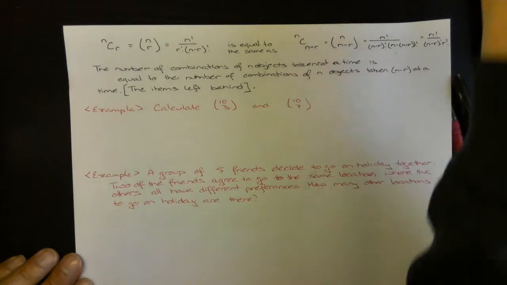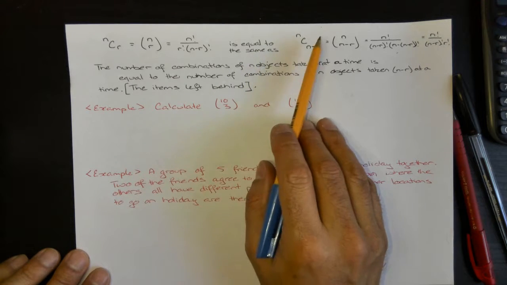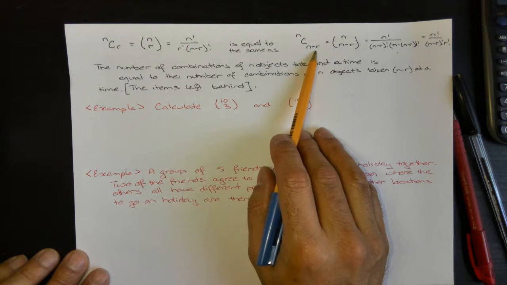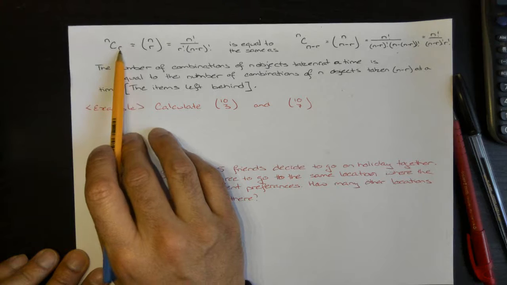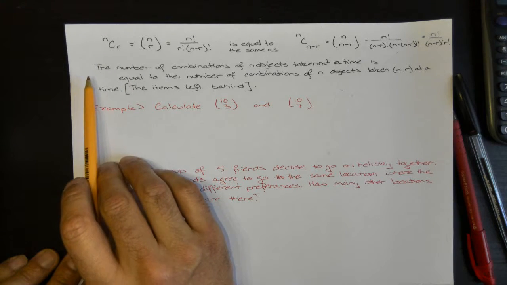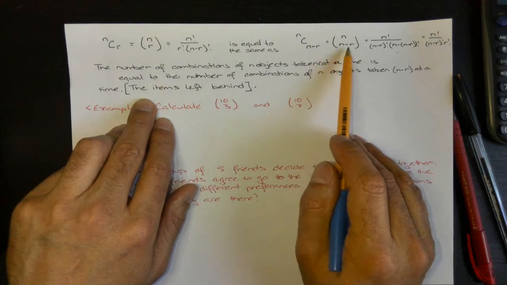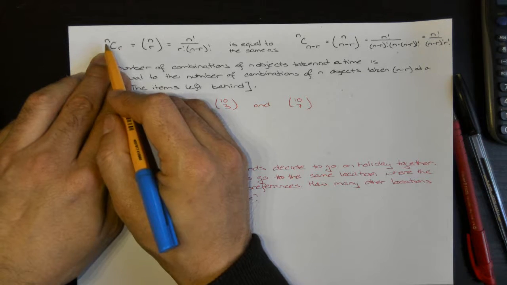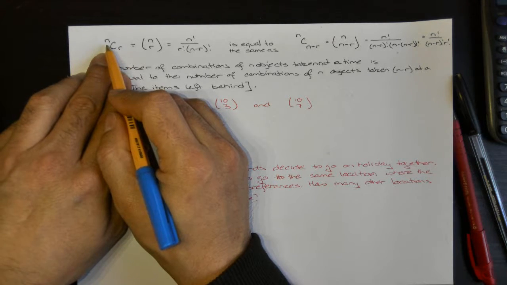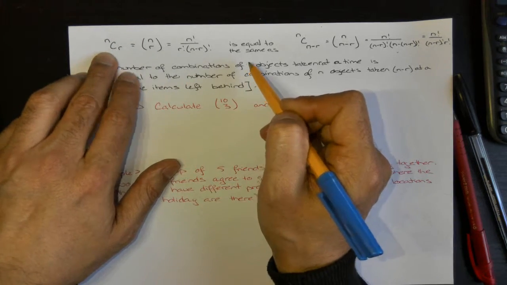So a combination n choose r is the same as n choose n minus r. Basically, the number of combinations of n objects taken r at a time is equal to the number of combinations of n objects taken n minus r at a time. So basically, whatever you take away. For example, if we want a combination of 3 people from 10, that's going to be equal to whatever's left over, the 7 other people left over from 10.